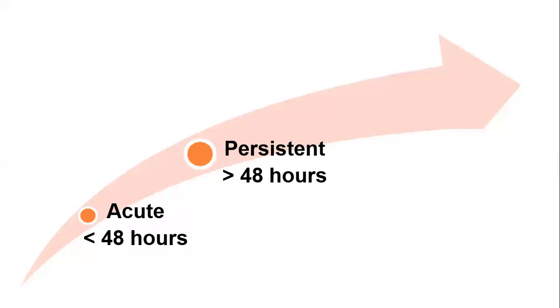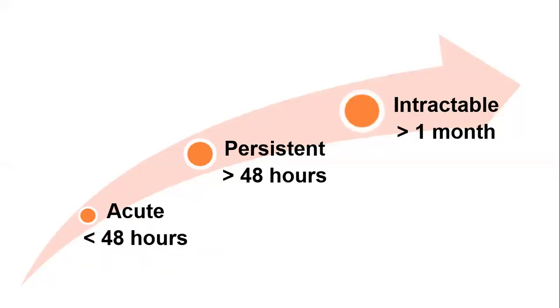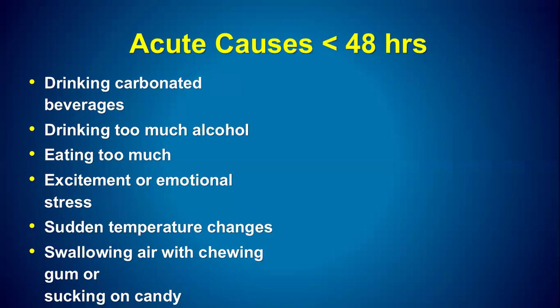So it can be acute, which is less than 48 hours, more than 48 hours, or it can be intractable, which is more than a month. Next slide, please. What you're looking at, especially for the acute one, as causes are a lot of carbonated drinks, alcohol, too much food, eaten very quickly, any emotional or excited state, sudden temperature changes, swallowing a lot of air while chewing, or chewing gums or candies. Next slide, please.